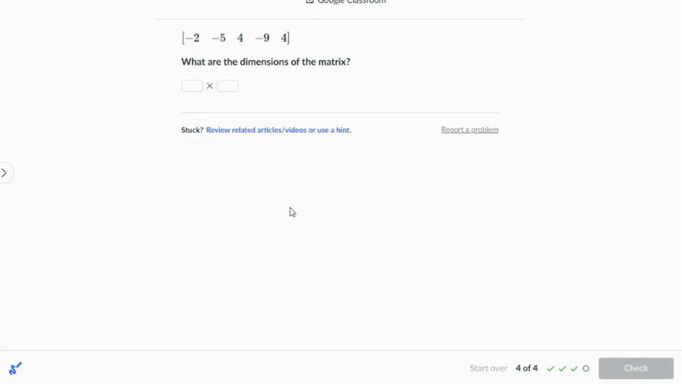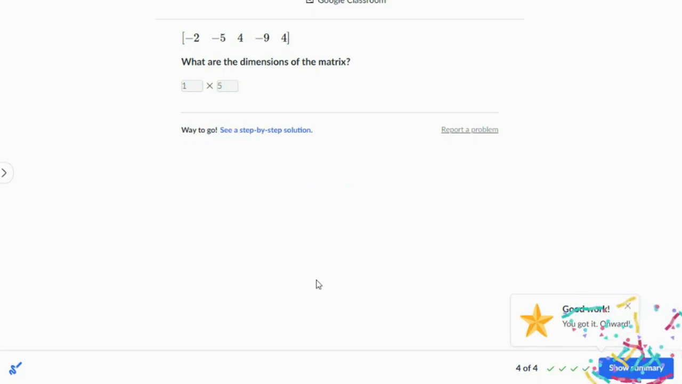Trying to get tricky on you. You won't be fooled, will you? How many rows are there? Rows go first. Rows go first. There's only 1 row. And there are 1, 2, 3, 4, 5 columns. 1 by 5. Check. Show summary.